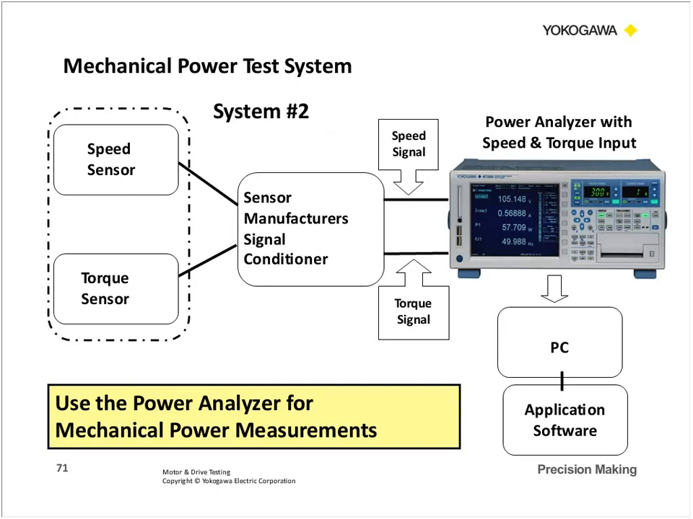Now, what I call system two is the same thing. We use the speed and torque sensor, and we use the sensor manufacturer's signal conditioning. And here, with the proper signal conditioning, I can get a speed output signal and a torque output signal. Some of our power analyzers and others will actually have an input for speed and torque. So now with the power analyzer, with the speed and torque input, we can see the mechanical power right inside the power analyzer with the electrical power. This can go to a PC with application software, and everything's tied together.